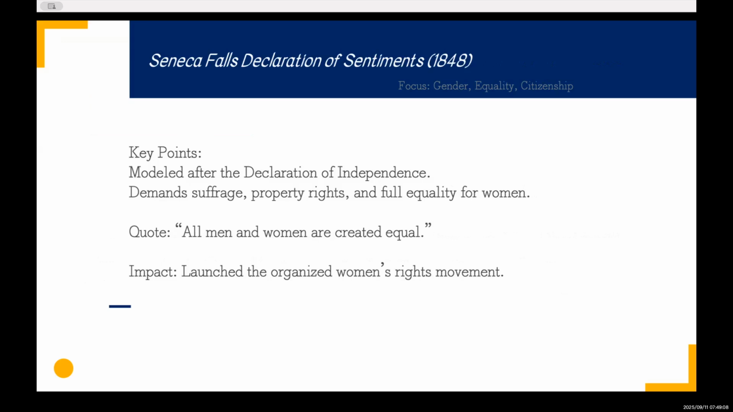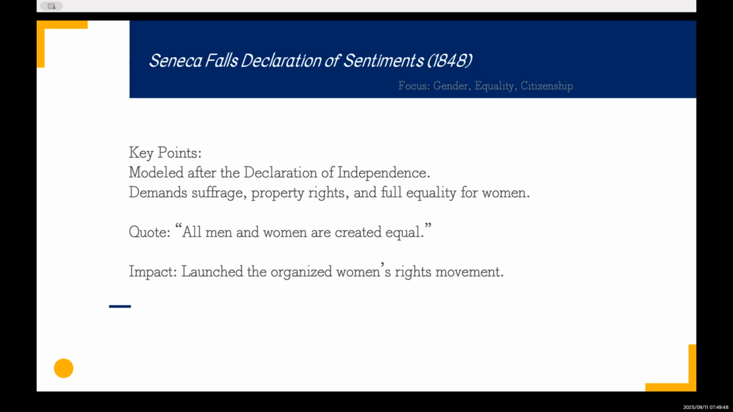Our second primary source is the Declaration of Sentiments written by Elizabeth Cady Stanton and others at the Seneca Falls Convention in 1848, the first women's rights convention in U.S. history. The document was modeled after the Declaration of Independence, but expanded its language to include women. It stated, "We hold these truths to be self-evident, that all men and women are created equal."